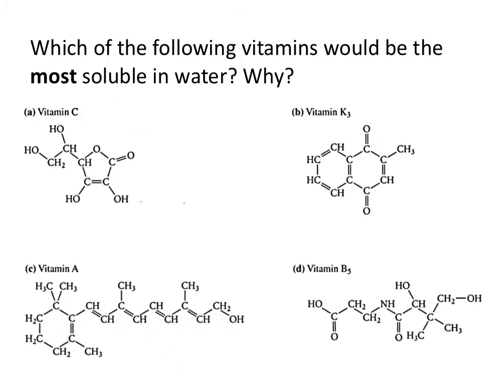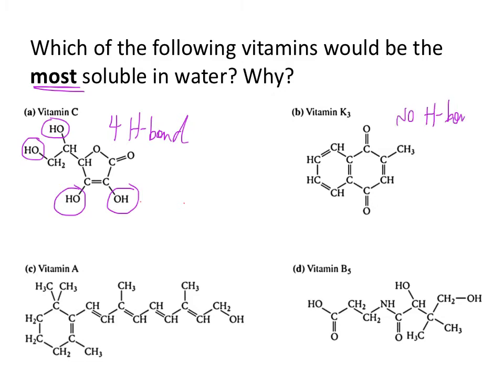One more example of structure effects. Which of the following vitamins would be the most soluble in water and why? So we've got vitamin C and K3 and A and B5. So let's look at vitamin C first. When I look at vitamin C, I see a whole lot of structures that look kind of like water, which means that they have hydrogen bonding and they would dissolve well in water. We have 4 spots for hydrogen bonding in this molecule. But if we look over at K3, I don't see any places for hydrogen bonding.